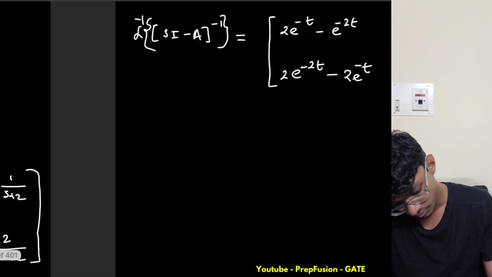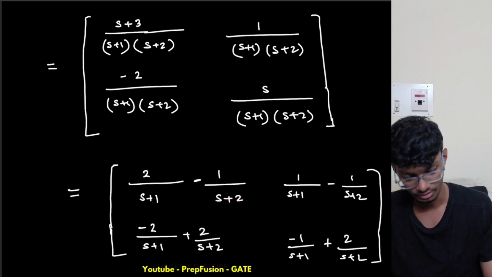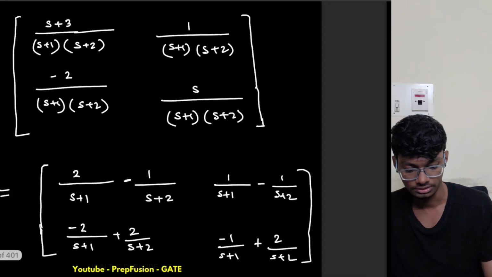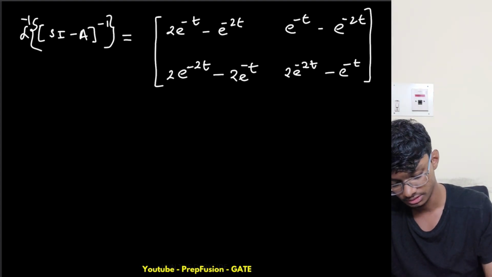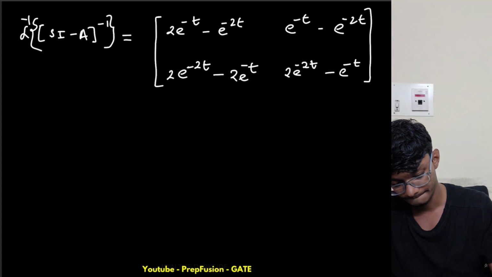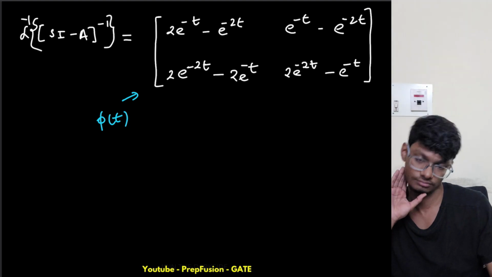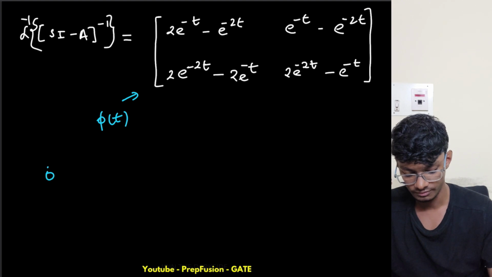Okay, so this was my equation. Let me just check once, am I doing something wrong? S minus 2, if I put s equals to minus 1, I get minus 1 by s right here. Okay, so this is my Laplace transform. Now I just found the state transition matrix, phi of t basically. So put t equals to minus 1 to find phi of minus 1, right?